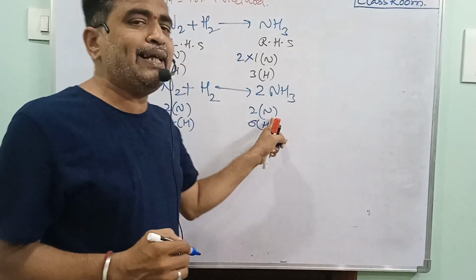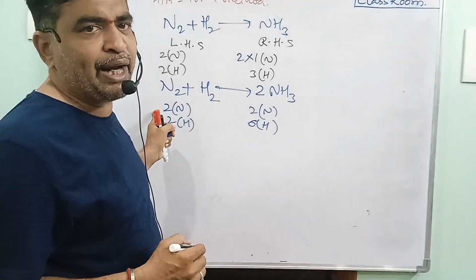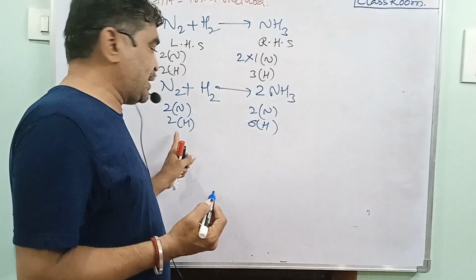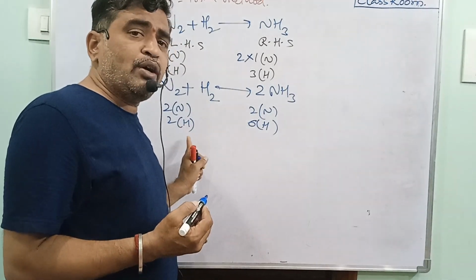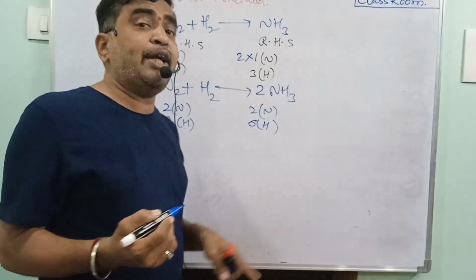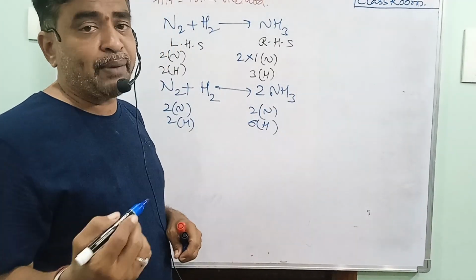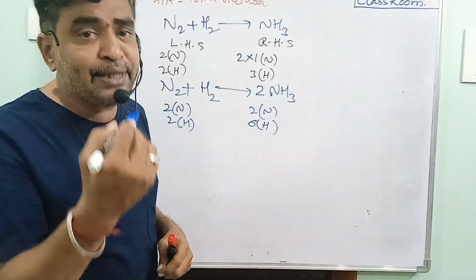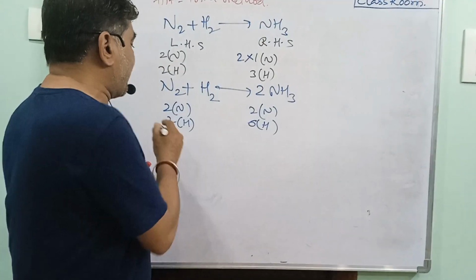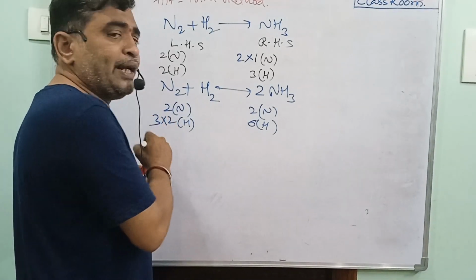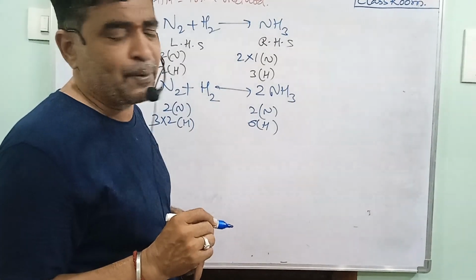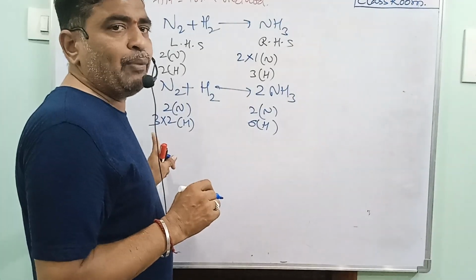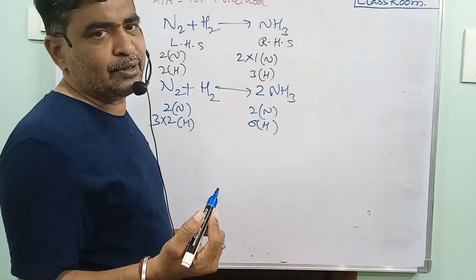So in the second step, what do we do? The nitrogen is already balanced. The left hand side has 2 nitrogens and the right hand side also has 2 nitrogens. So now we check the hydrogens. Here we have 2 hydrogens on the left hand side and 6 hydrogens on the right hand side. That means the hydrogens are not balanced. You have to change the integer to balance the equation. I am multiplying with 3. Already you have 2 hydrogens, so when you multiply with 3, you will get 6 hydrogens.